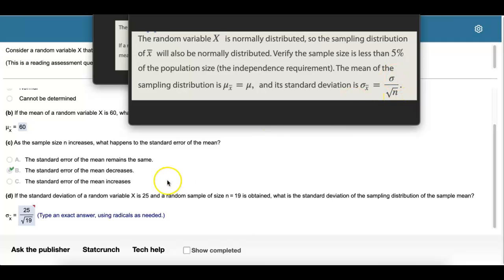And this sigma is, in this case, that 25. And the n is that sample size, 19. Just be careful here because this particular one asks us to type in an exact answer using radicals as needed. I believe more often, though, in the actual homework assignment, you'll be typing that into your calculator and getting a decimal approximation.